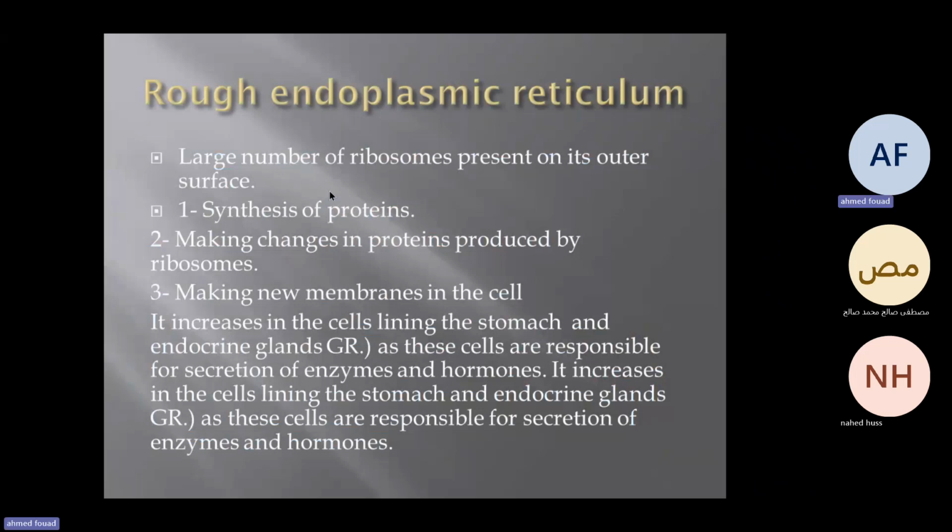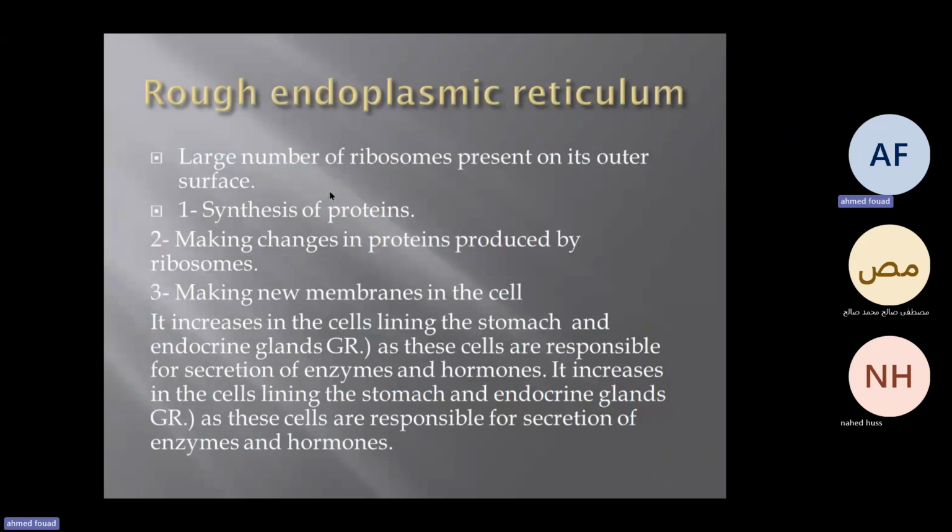طب ايه الغرض من كده؟ طبعا احنا عارفين ان الرايبوسومز ديت وظيفتها ان هي synthesize بروتين. طيب الاندوبلازميك الراف بتاخد البروتين اللي هو built by or synthesized by ribosomes, make some change in this protein, also make membranes in the cell. طبعا معنى ان هي بتنتج بروتين وبتعمل شويه موديفيكيشن على البروتين اللي هو بينتج بالرايبوسومز، ده معناها ان هتبدا تكون انزيمز، تكون هرمونز.